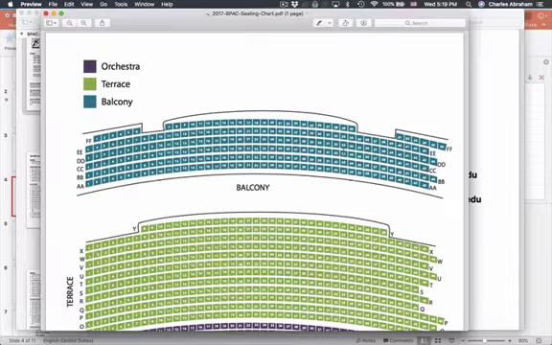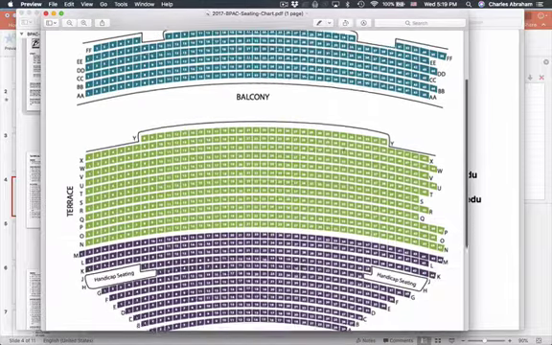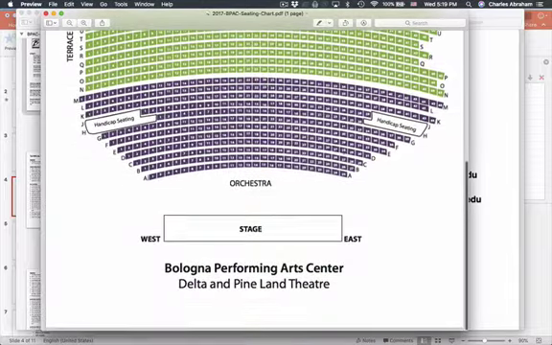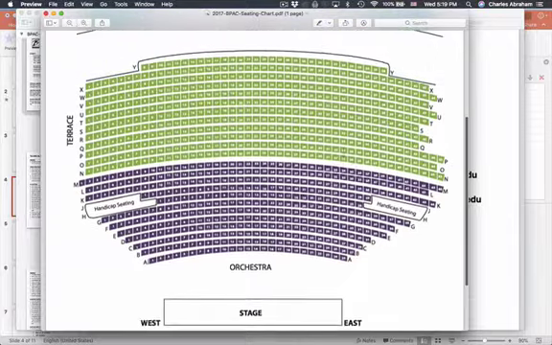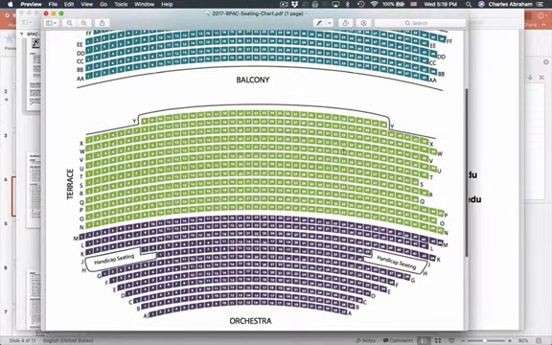Now, what ticket scaling is, of course, this is a seating chart here for BPAC on the campus of Delta State, and you'll see that there are different colored seats. And you can pretty much guess that they charge a different price for each of those colors. That's ticket scaling. And you'll see that for every possible venue, and I'm sure you have seen that.